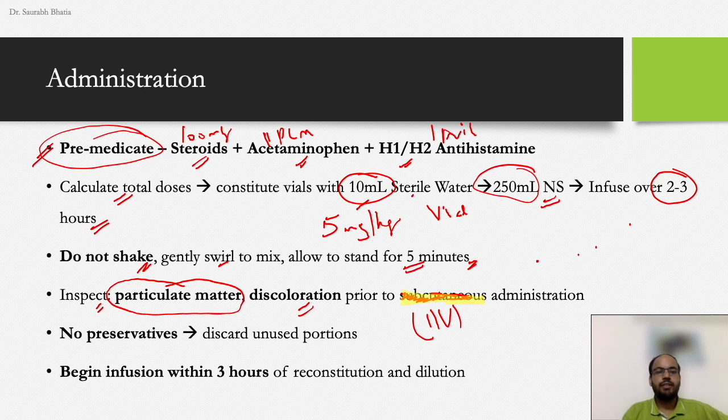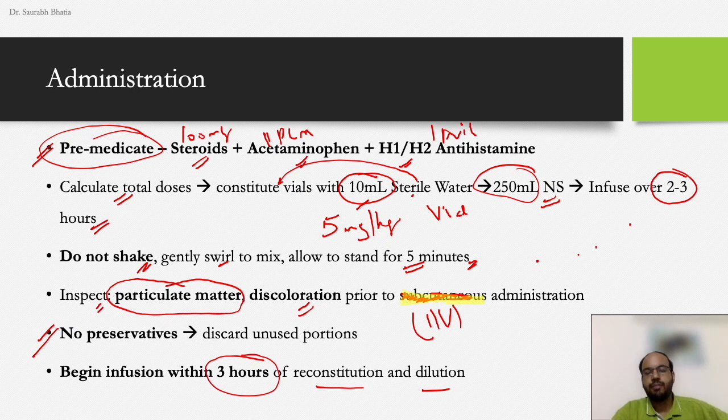Dissolve the whole cake in 10 ml of sterile water. Now the vial, as we have already told you, doesn't contain any preservatives, so all the unused portion has to be discarded. Begin the infusion within 3 hours of reconstitution and dilution. So the moment you add sterile water to the vial, within 3 hours you need to start the infusion. Clear? So now we have learned how to prepare an infusion of infliximab and how to give it.